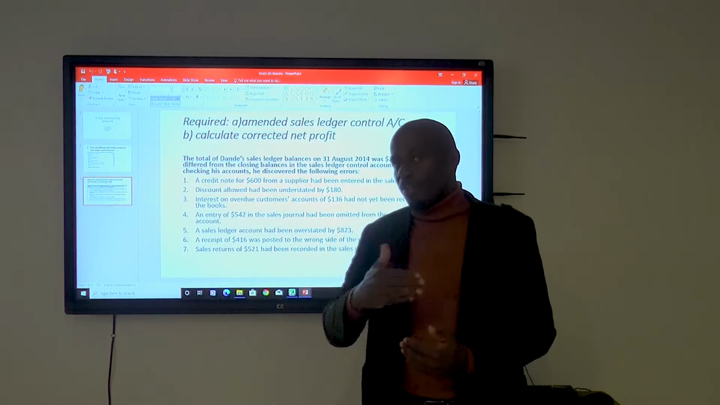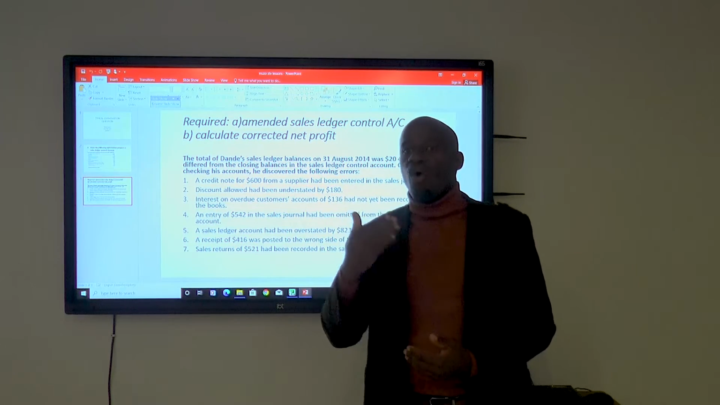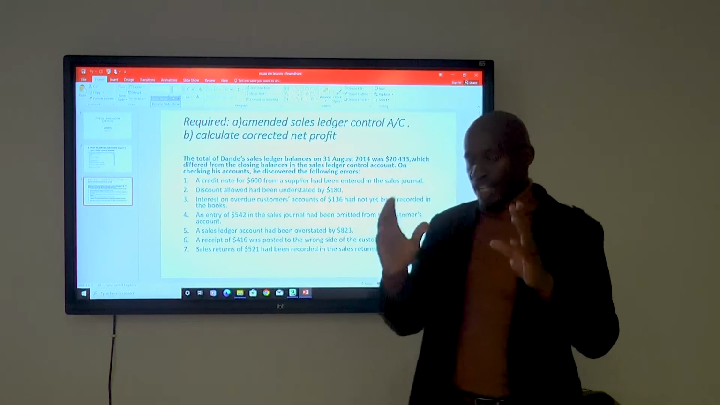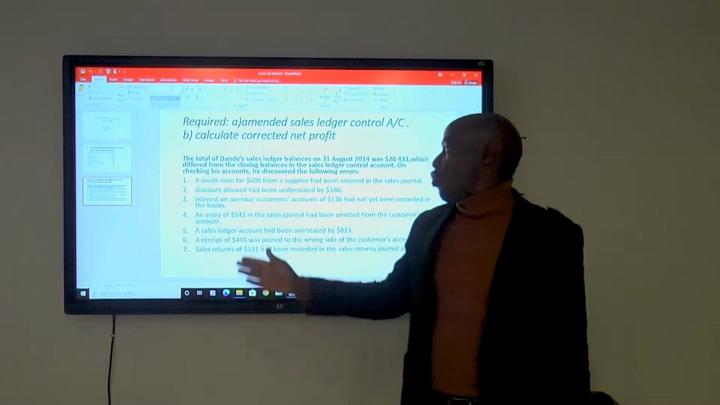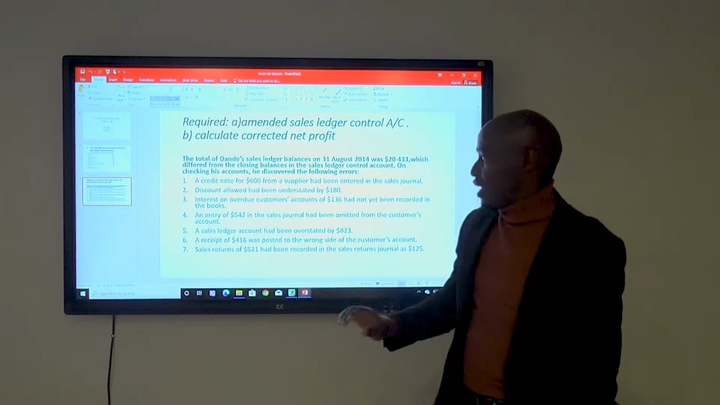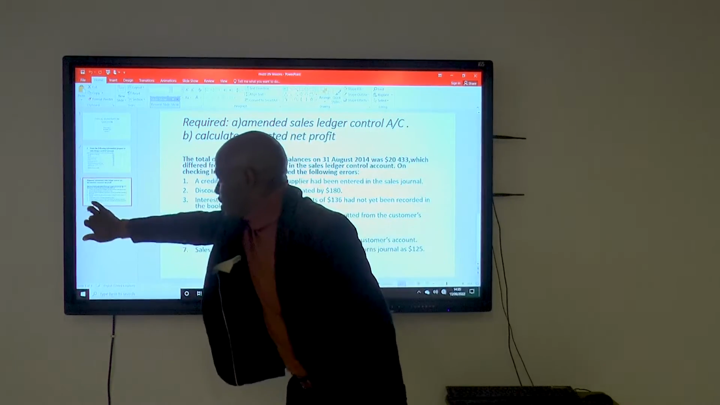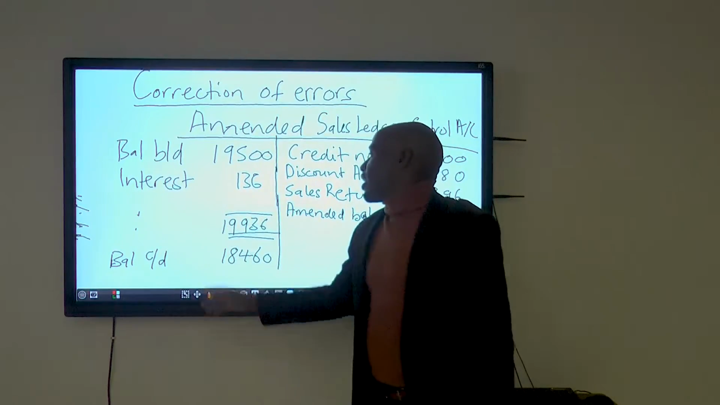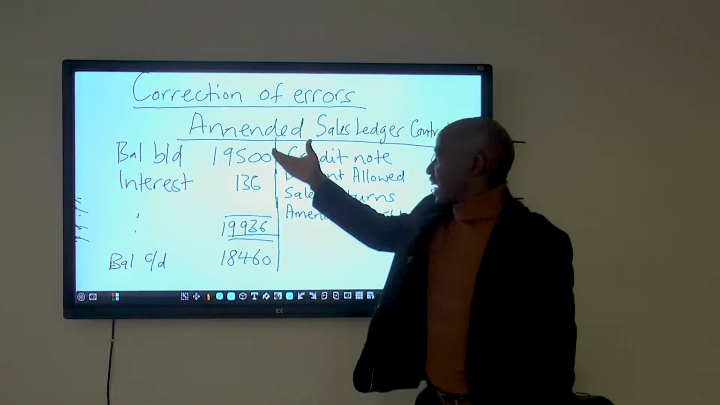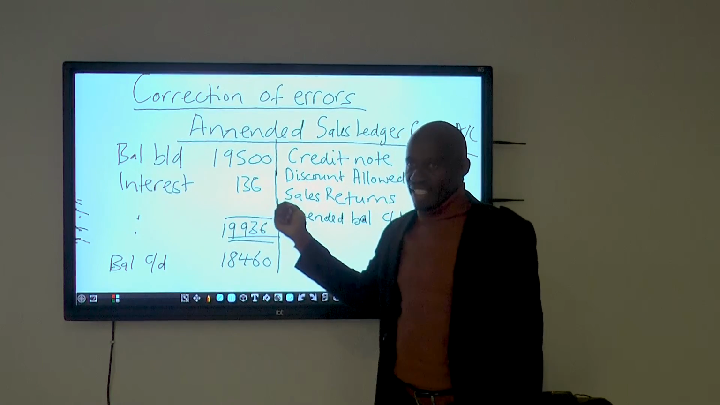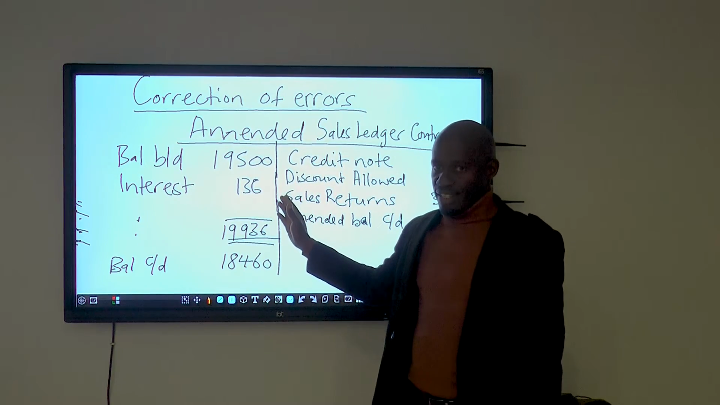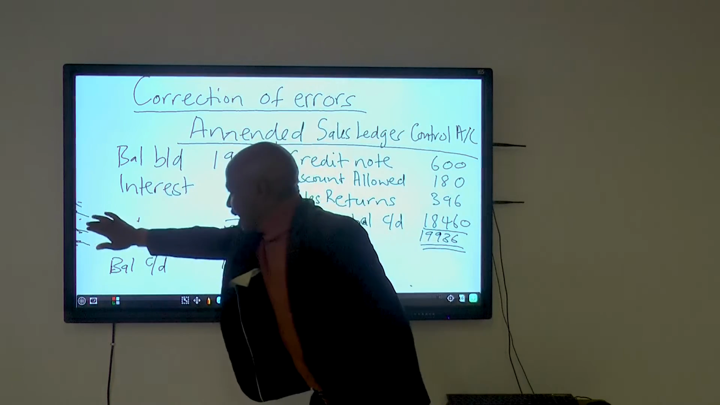Is it okay? On top of the $50 that you owe, you now need to pay an extra $5, which is a penalty, right? I'm just trying to make you understand how an interest on overdue customers' accounts works. Now, if we refer to our solution there, our interest on overdue accounts of 136 is actually increasing the debtors figure of 19,500. Hence, we need to debit it as such. Right? Good. Now, let's go back again to our question.